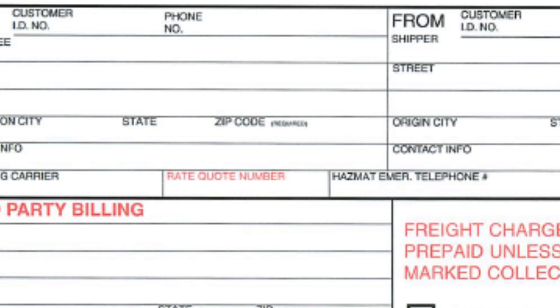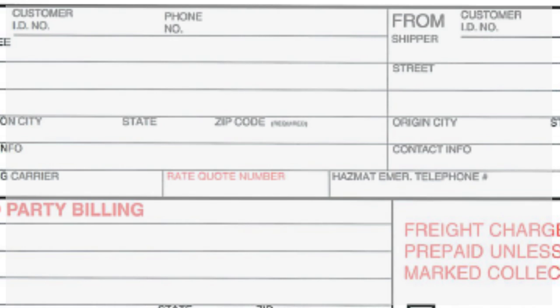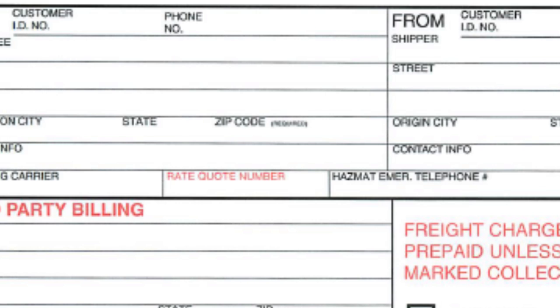For example, if you got a quote for 500 pounds moving from Seattle to Los Angeles and the product was class 150, the actual weight was 625, then the freight bill will be rated using the actual weight of 625. The same is true if the actual weight is less.